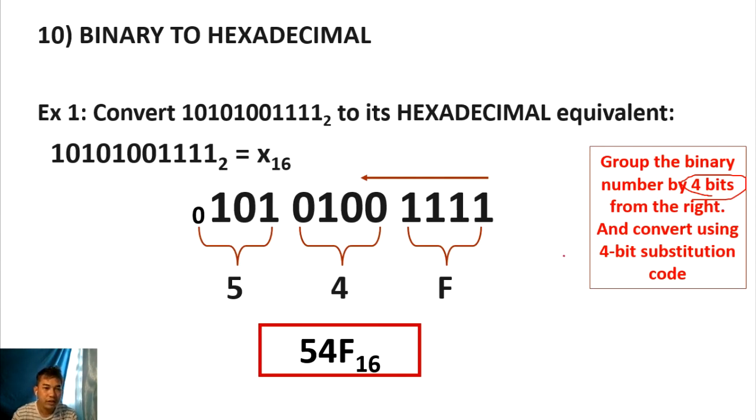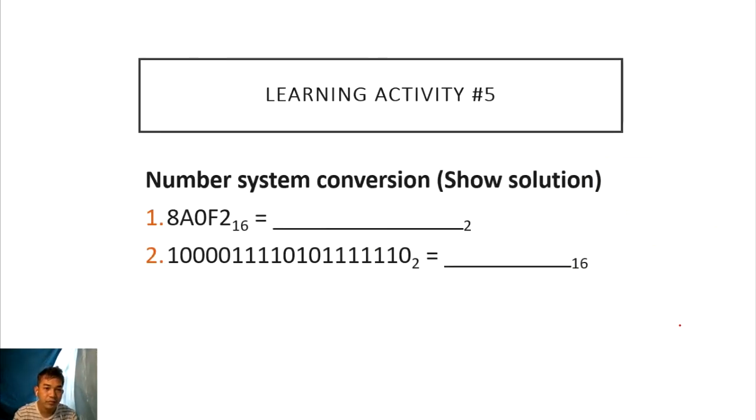Take note that you can actually use another way of converting binary to hexadecimal, or the previous conversions, like binary to decimal, then decimal to hexadecimal. But it would take a lot of time and effort, though you still arrive at the same result. So why use it if there is a shortcut process? So this is the technique we will use: binary to hexadecimal using the 4-bit substitution code.